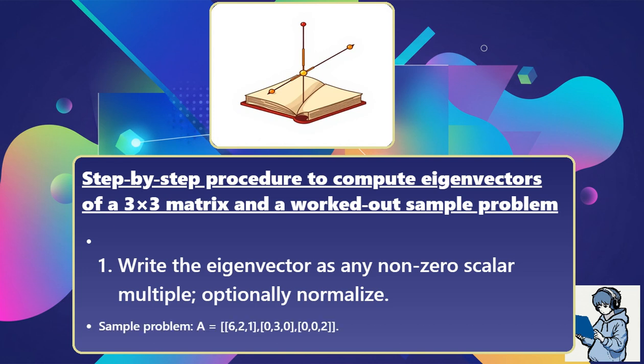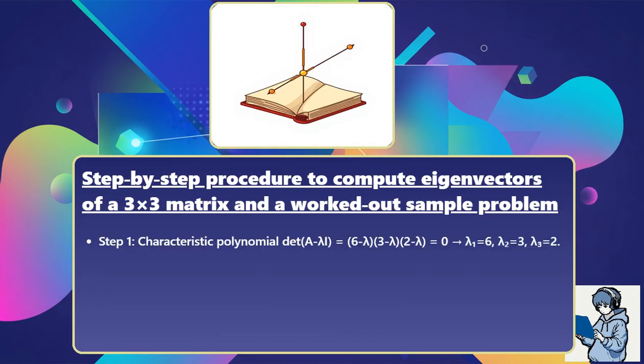Sample problem: A equals a matrix with rows 6, 2, 1, 0, 3, 0, 0, 0, 2. Step 1: characteristic polynomial det of A minus lambda I equals (6 minus lambda) times (3 minus lambda) times (2 minus lambda) equals 0, which gives lambda 1 equals 6, lambda 2 equals 3, lambda 3 equals 2.